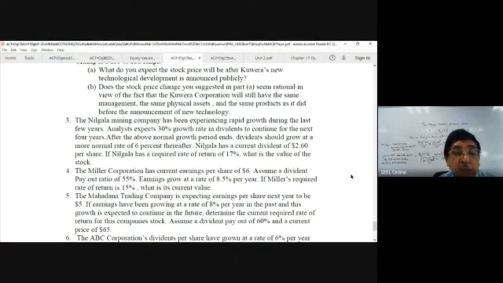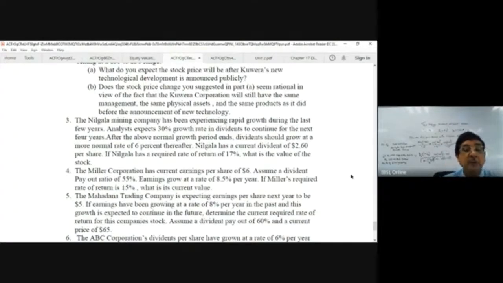Now here n is equal to 4. That is understood. After the above normal growth period ends, dividends should grow at a more normal rate of 6% thereafter. Nilgala has a current dividend of 260 per share. If Nilgala has a required rate of return of 17%, what is the value of the stock?